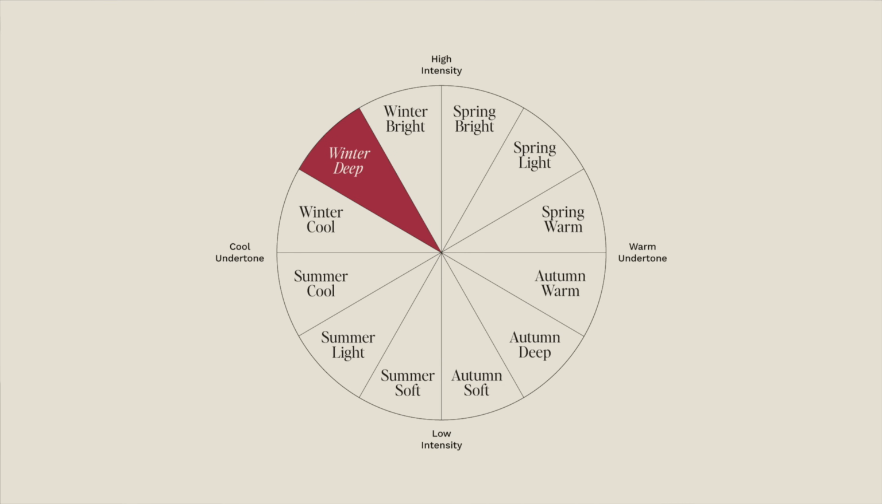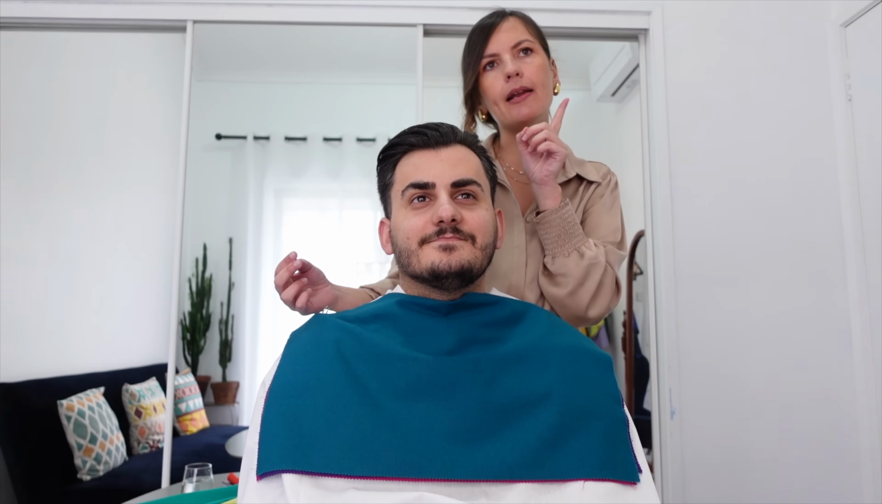Let's see if we find something even better. We're going to analyze Winter Deep now. As the name says, the Winter Deep subgroup includes colors that are mainly deep, so they are dark colors, and they're also a little bit less intense than the bright subgroups. Why? Because we're adding a touch of black to these colors, so the color immediately appears a little bit less intense and deeper, darker.